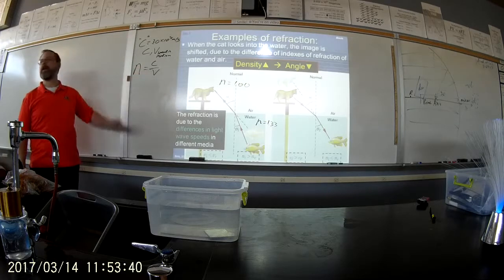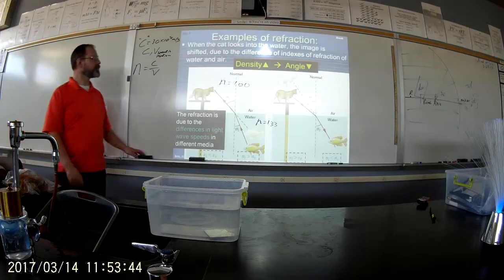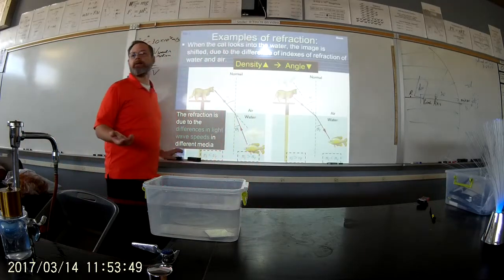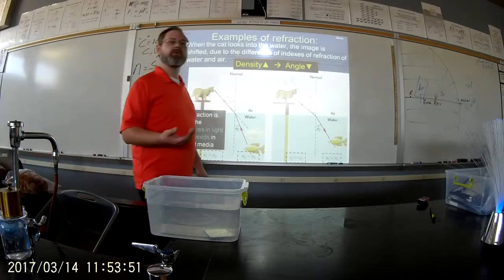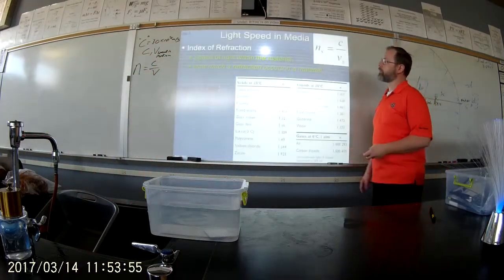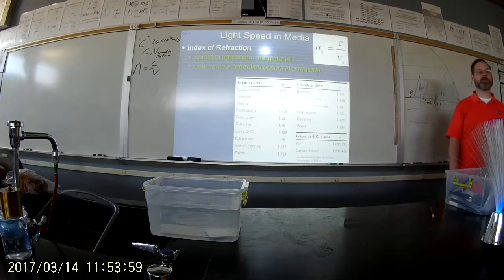Index of refraction is a number larger than 1. If your index of refraction is 2, that means you have a speed that's half the speed of light. If your index of refraction was 3, you would have a speed of 1/3 the speed of light. No Snell's law just yet. Okay, so that's the index of refraction.